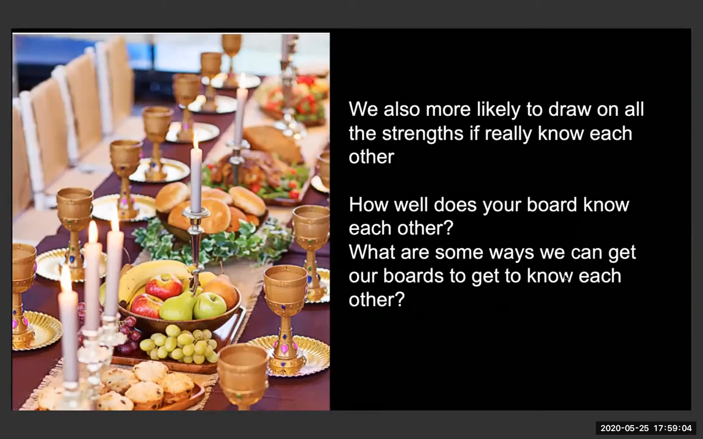So I'm going to pop you back into rooms to have this conversation. How well does your board know each other? And what are some ways that we can get our boards to get to know each other? Let's see if we can come up with a brainstorm of different ways that we can help our boards to get to know each other, given we only meet once a month or 4 times a year.